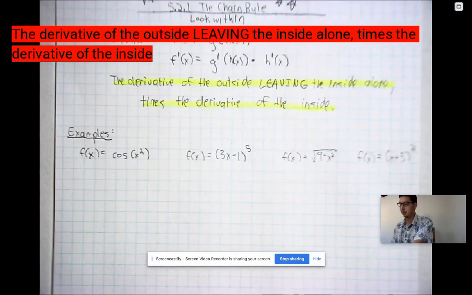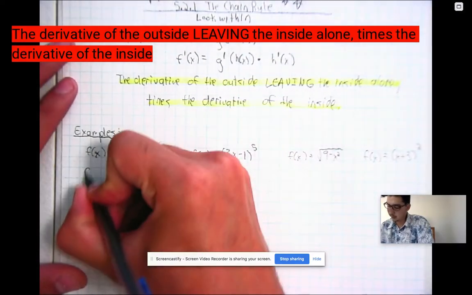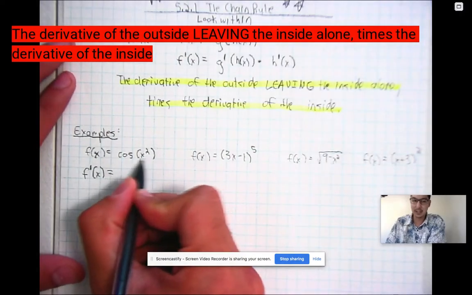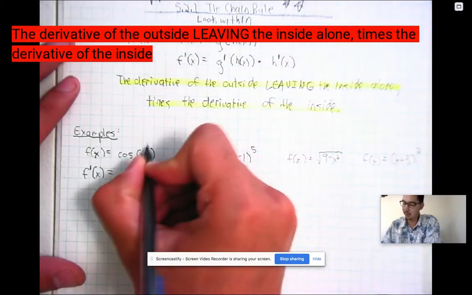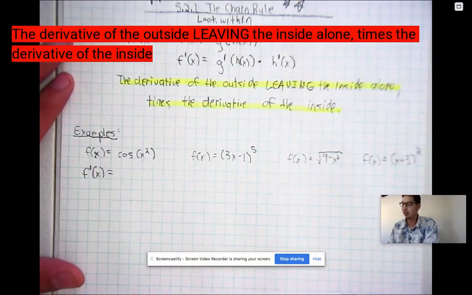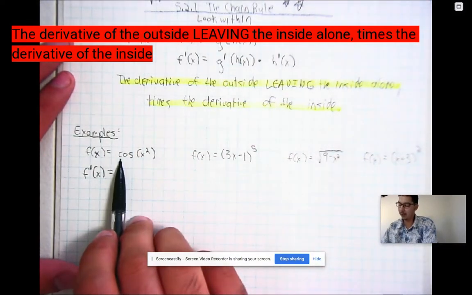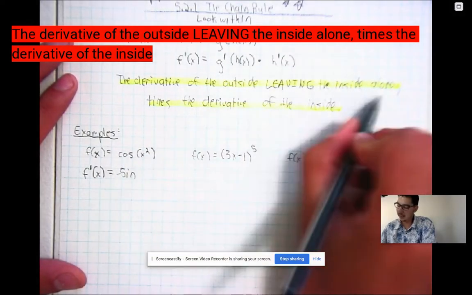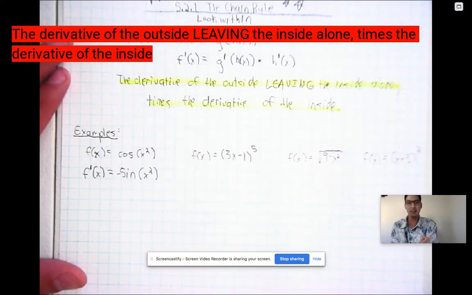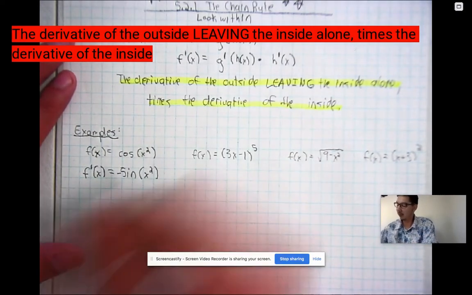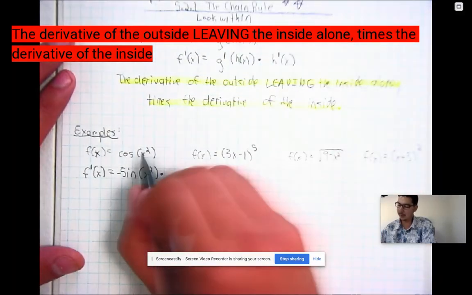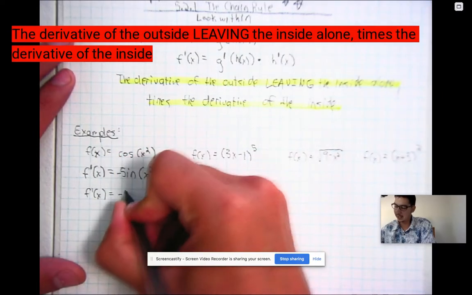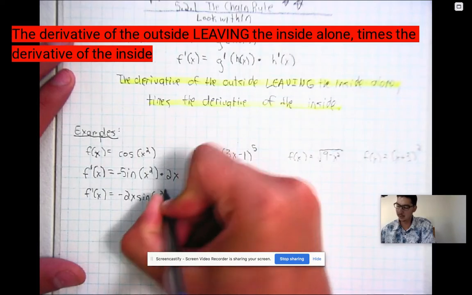So here we go. In this first one here, the derivative of this function. Now, what is the inside? The inside is the inner parentheses here. Imagine cosine being the outside and x squared being the inside. So it's the derivative of the outside. The derivative of cosine is negative sine, leaving the inside alone. So leaving that x squared, let them be peaceful, let them live their life, times the derivative of the inside. So what's the derivative of x squared? Well, that's 2x. And there's the derivative of that function there, negative 2x sine of x squared.